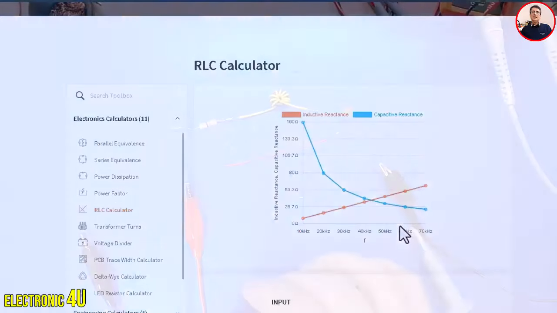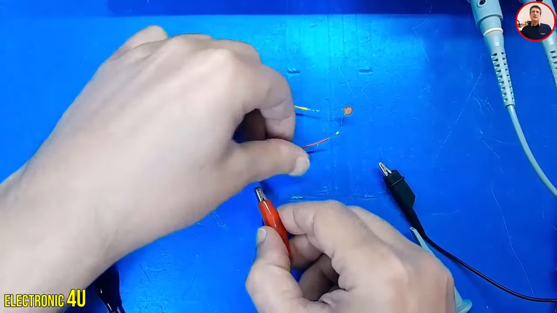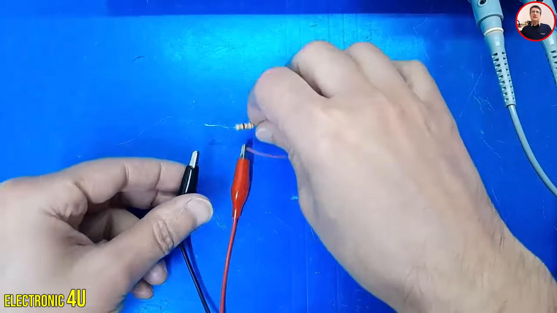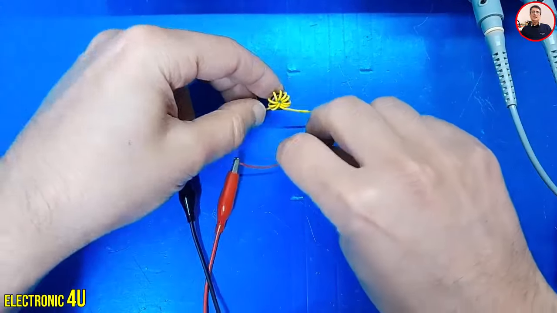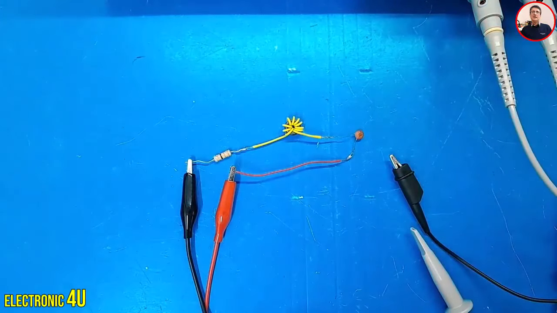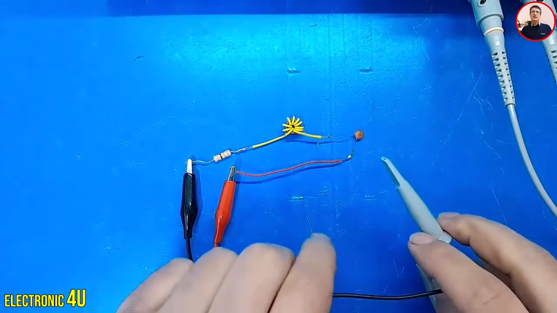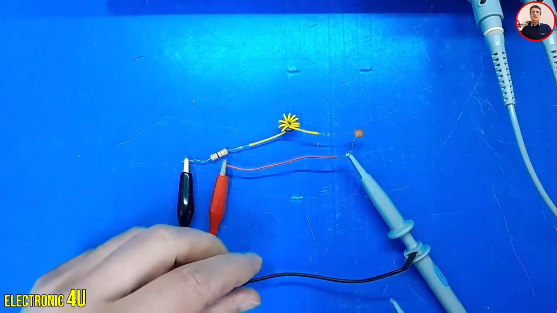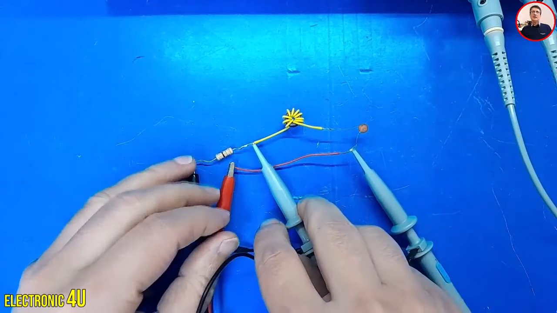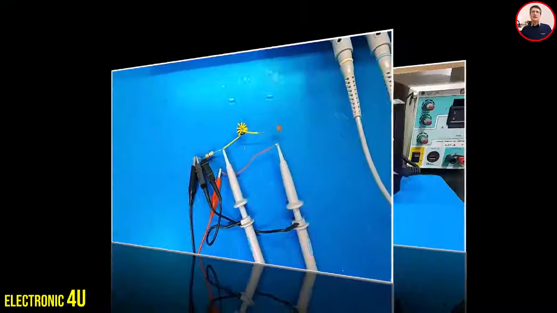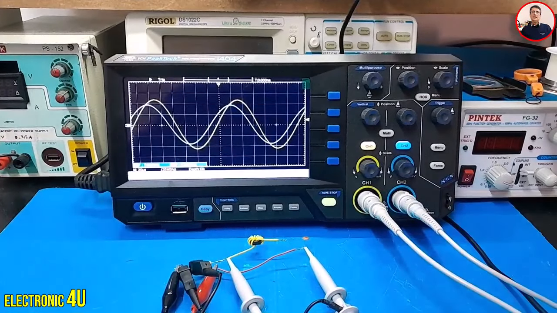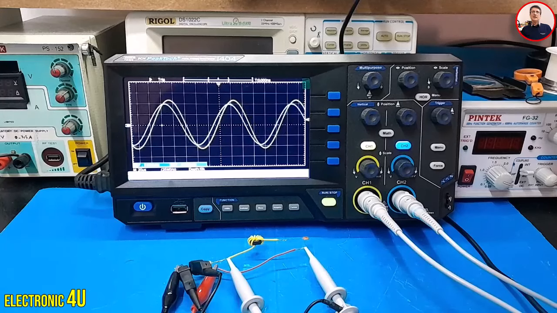Now, let's practically examine the circuit. Connect the function generator to both ends of the circuit. Connect the first oscilloscope probe to the capacitor and the second probe after the inductor. We start with a low frequency sine wave. Gradually change the frequency of the function generator until the amplitudes of the two voltages on the oscilloscope become equal.